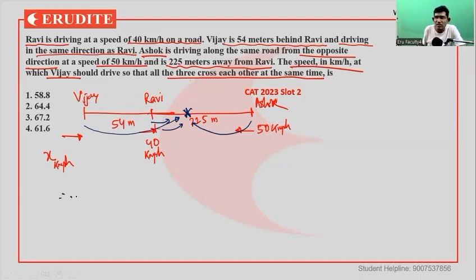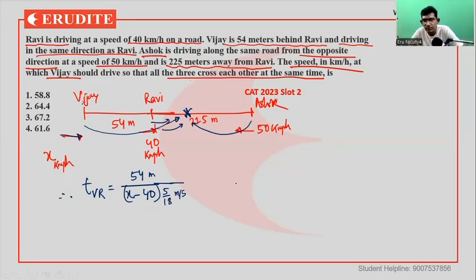So I can apply basic concepts of relative speed. So what's the time for meeting Vijay and Ravi? They are moving in the same direction. The initial gap is 54 and the relative speed will be x minus 40 because Vijay has to be faster than Ravi. Only then can Vijay overtake or catch up with Ravi. So the relative speed will be simply x minus 40. But the gap is in meters, so I should convert this from kmph into meters per second for homogeneity of units.